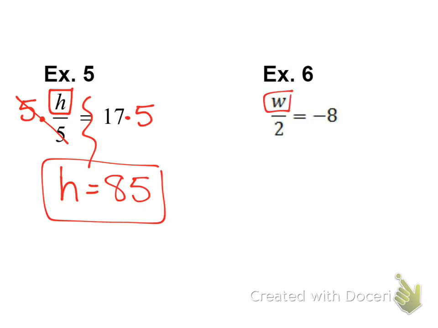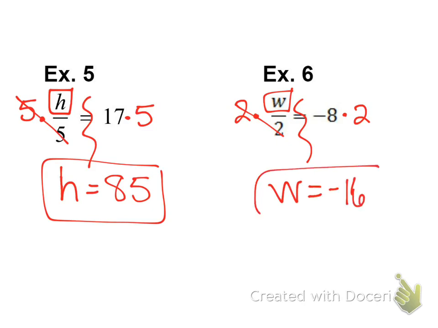On number 6, how are we getting w alone? It's being divided, so to undo it, we multiply by 2. Good. Okay, so what do we get for w? Negative 16. Again, I don't need you to box the variable and put the little line unless you want to. You do need to show me what you're doing on both sides of the equation every time. And I would highly recommend boxing or circling your final answer so that I can find it.